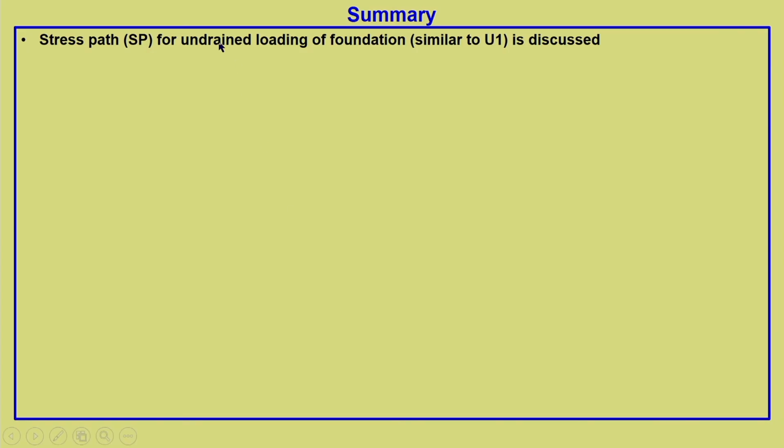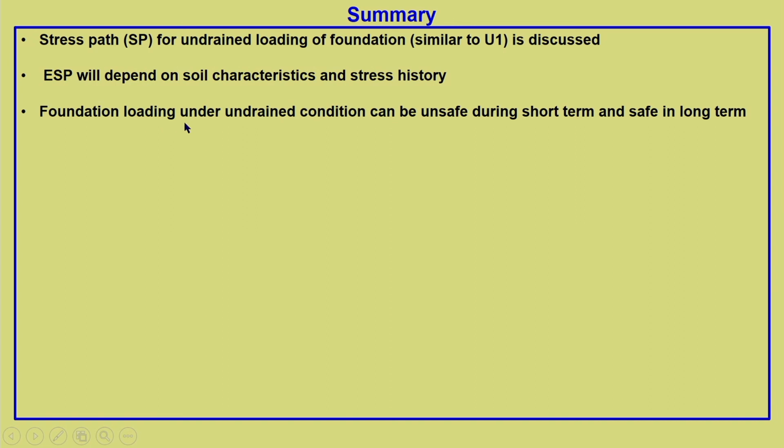Now, let us try to summarize what we have learnt in this lecture. The stress path for undrained loading of foundation, which is similar to U1, is discussed. Effective stress path will depend on soil characteristics and stress history, which we have already seen in a couple of examples before. Foundation loading under undrained condition can be unsafe in the short term, and it becomes safe in the long term. We have very clearly seen how the stress path departs away from the failure line.